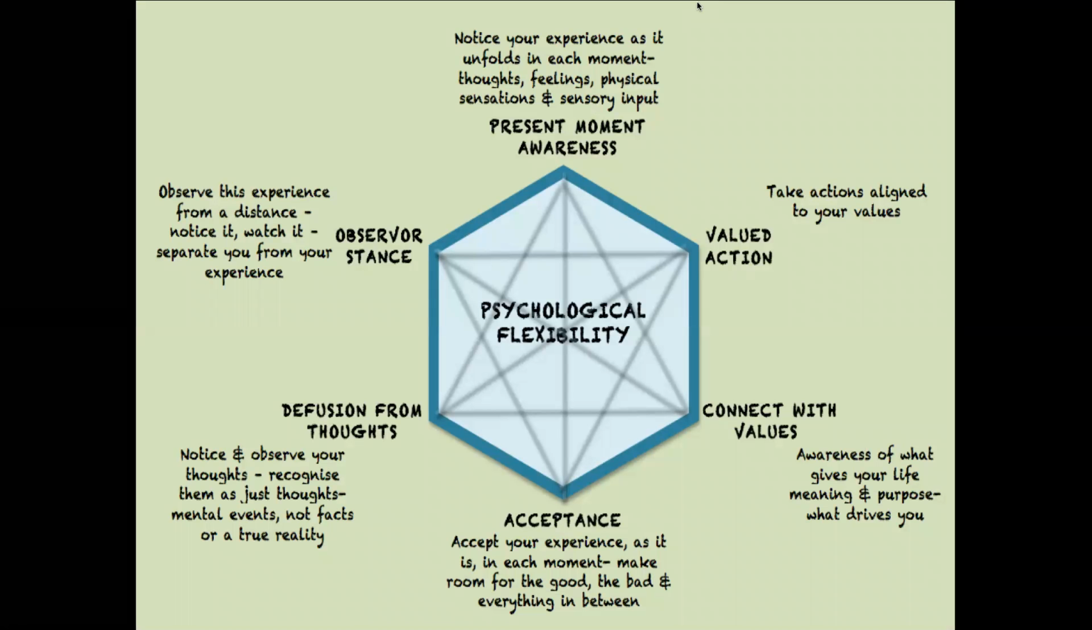So developing psychological flexibility incorporates 6 key areas, and these are the key areas that ACT looks to build up in the individual. So developing present moment awareness, which is aligned with mindfulness. It invites us to notice our experience as it unfolds in each moment, noticing thoughts, feelings, sensory input, and as I say, accepting those, making room for those, allowing them to be present without struggling against them. And inviting us to take that observer stance. So observing this experience from a distance, noticing it, watching it, and separating us from our experience.